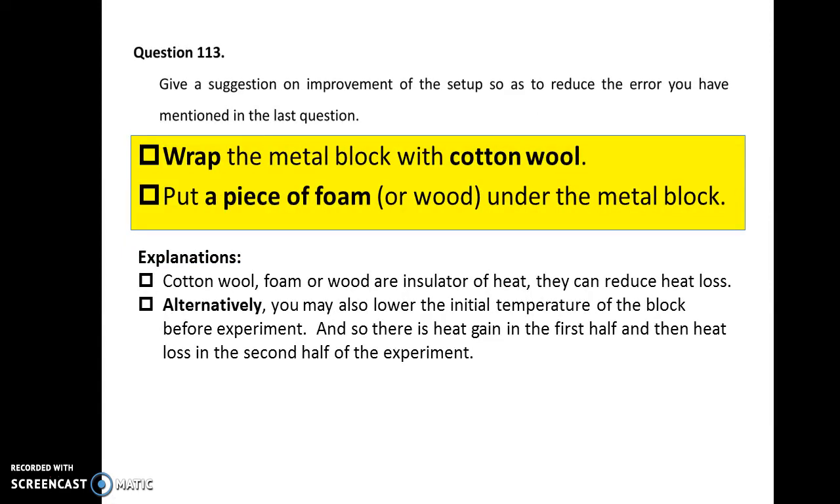Question 113. How may we improve the setup? We may wrap the metal block with cotton wool. We may cover it using cotton wool. Or we may put a piece of foam or wood, which are heat insulators. Put any one of them under the metal block to reduce heat loss.